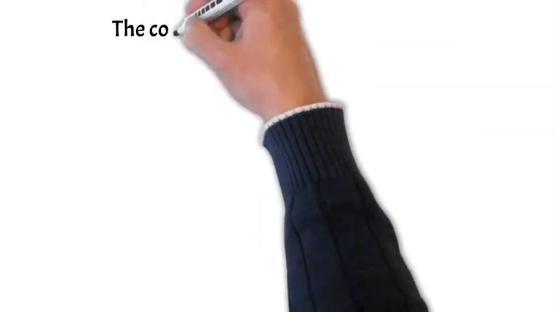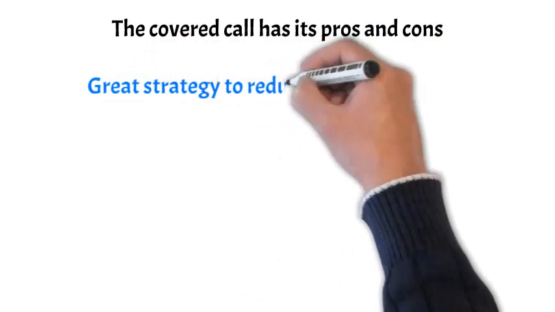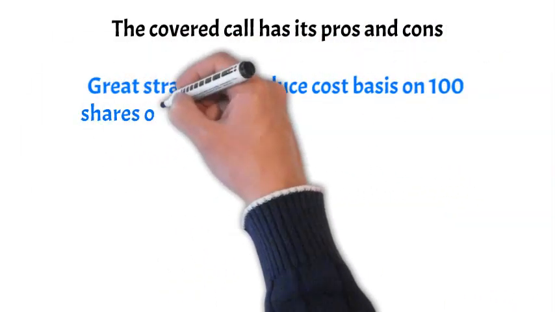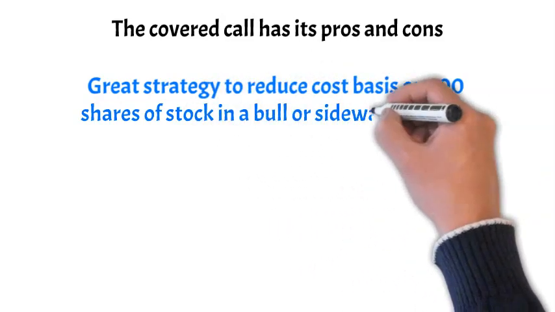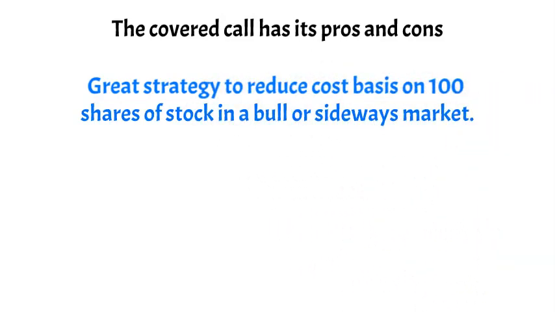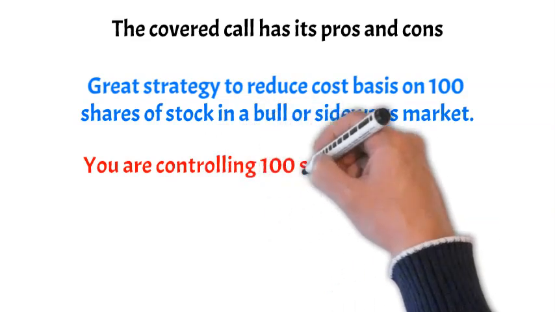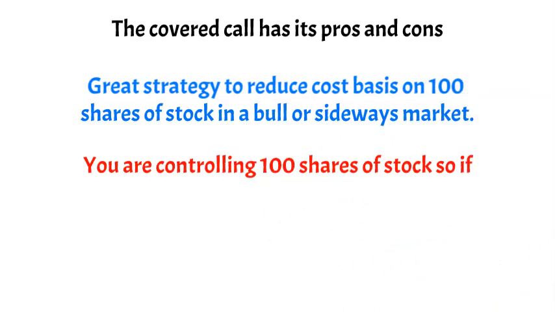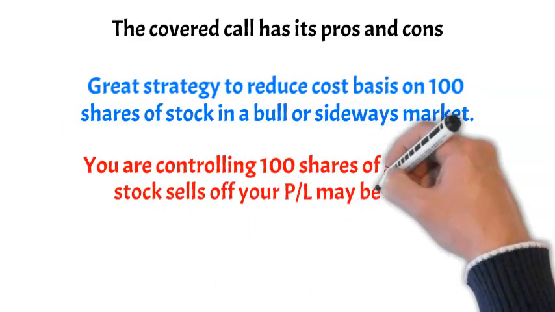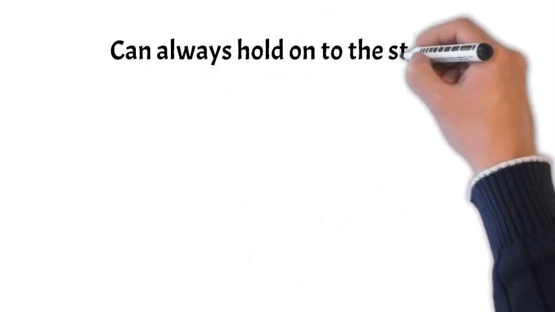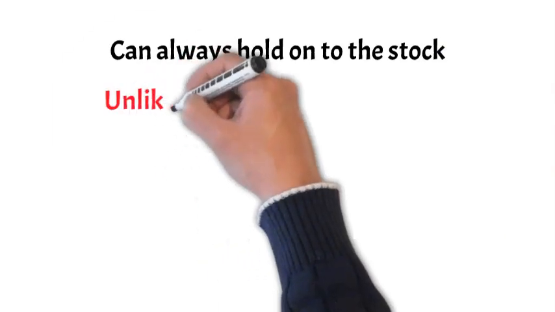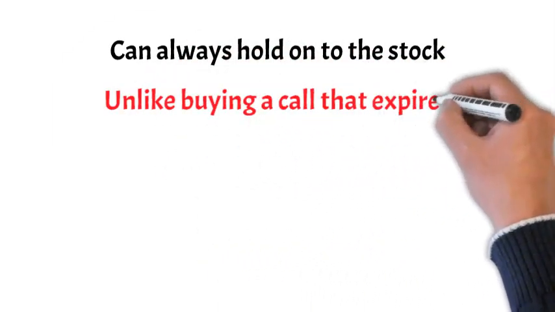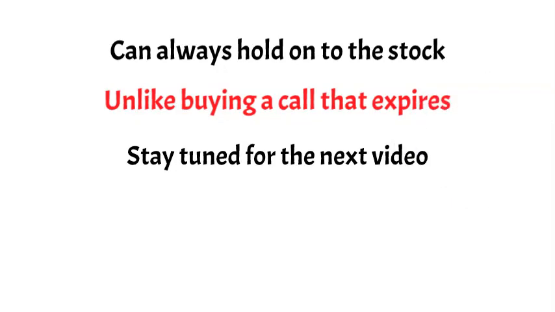The covered call does have its pros and cons. This is a great strategy to reduce the cost basis on 100 shares of stock, and it works well in a bull or sideways market. But remember, you are controlling 100 shares of stock, so if the stock sells off, your P&L may be down. If the stock does sell off, you can always hold on to the stock for the longer term, unlike buying a call which has an expiration date, and we'll get into that in the next video.